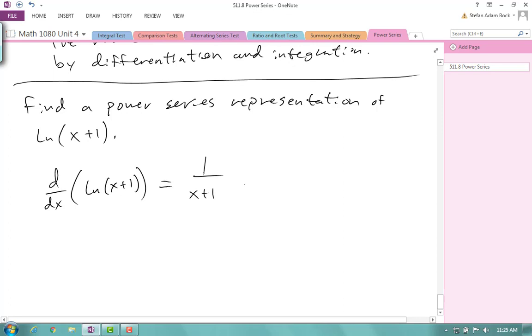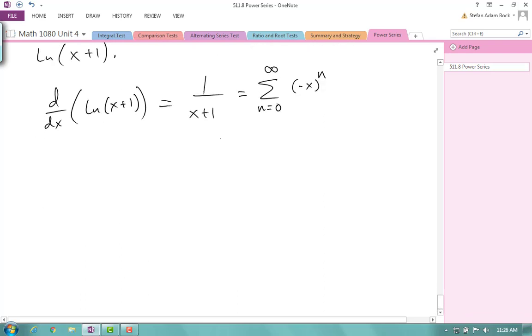But this has an easy power series representation. The sum from n equals 0 to infinity. Let's see. This should look like negative x to the n, which is equal to the sum from n equals 0 to infinity of negative 1 to the n times x to the n. But natural log is equal to the integral of the derivative of natural log.